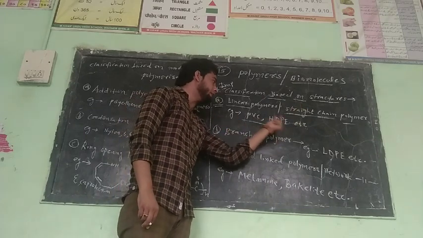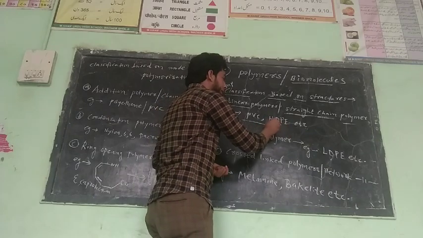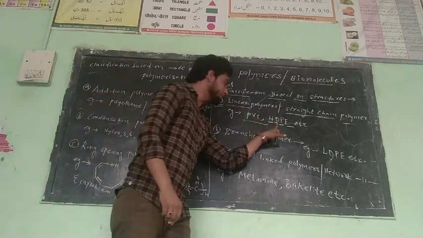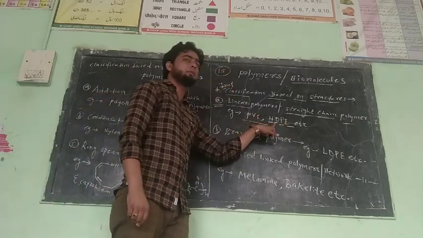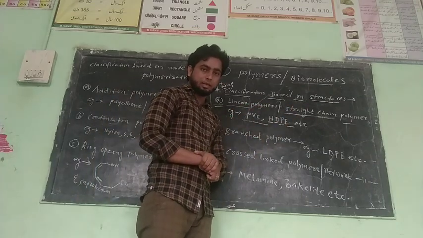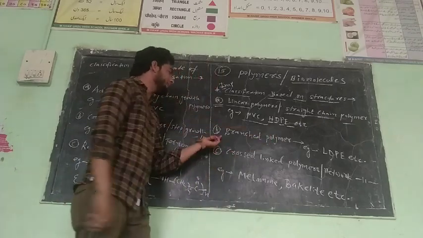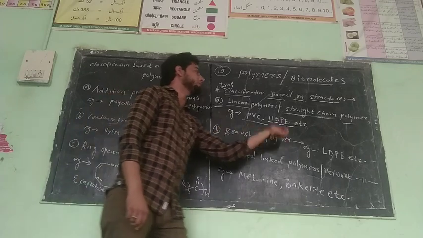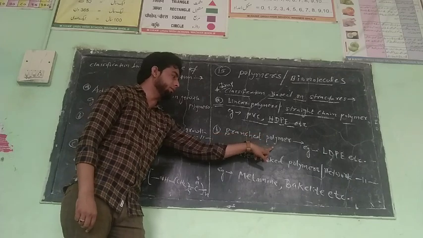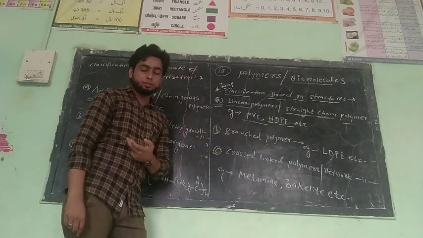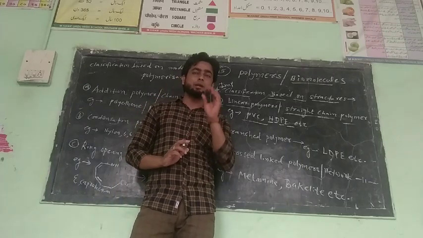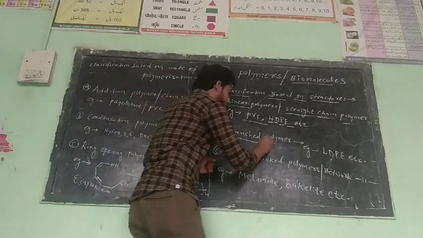Second example, HDP. HDP is called high density polyethylene. These both are examples of linear polymer or straight chain polymer. Now we take the second classification of polymer based on structure, that is called branched polymer. What is branched polymer? Those polymers which contain a branch. That's why it is called branched polymer.